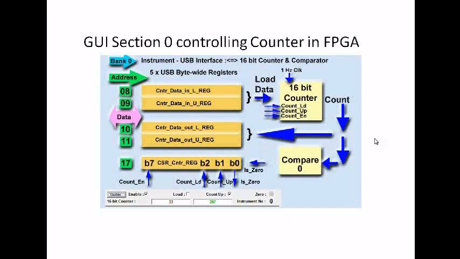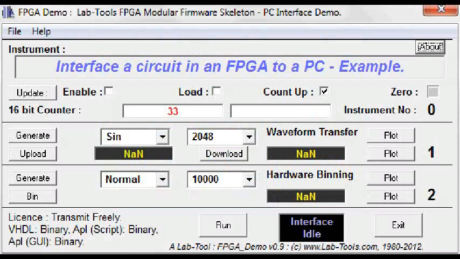Here we see instrument 0 written against, and we can see how the bits line up: the enable bit, the load bit, the count up bit, and the status 0 bit. We can see the load data we can load, and we can see the count value. We have loaded the graphical user interface. It has established communication with the Morphic2 gate array and loaded the VHDL code into it.